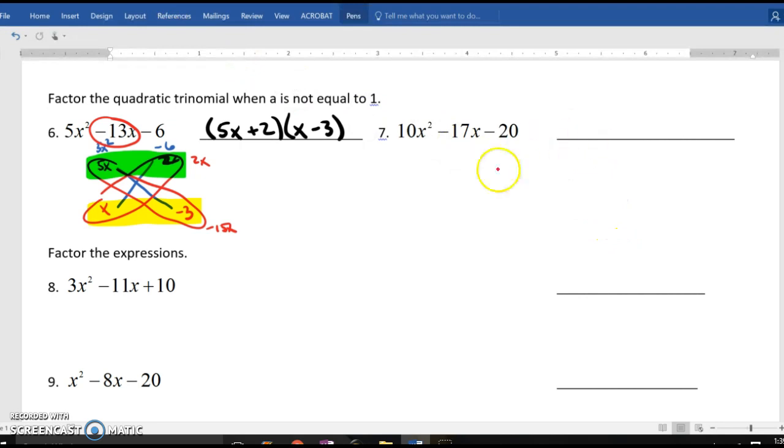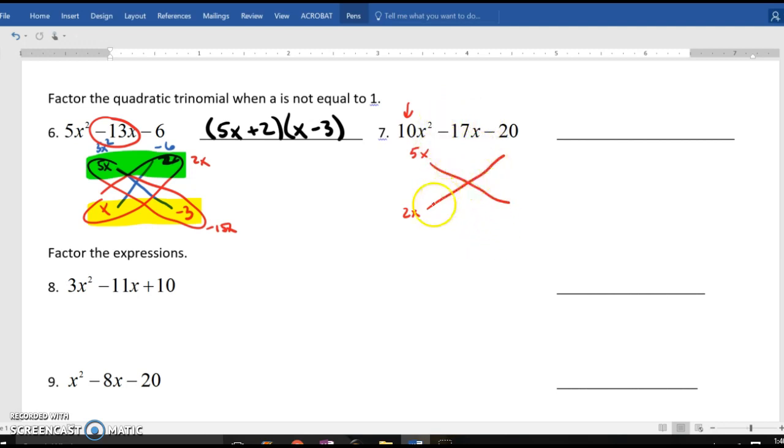Okay? Now the next one's a little trickier because now you have more than one set of factors to give you that. I always like to start off with the smaller numbers, such as 5x and 2x. These multiply to give me my 10x squared. Now I have to find numbers that multiply to give me negative 20. Now again, when I cross multiply and add them together, I should get negative 17x.